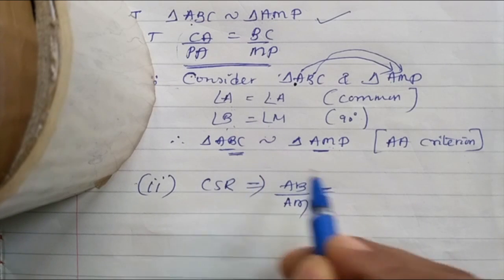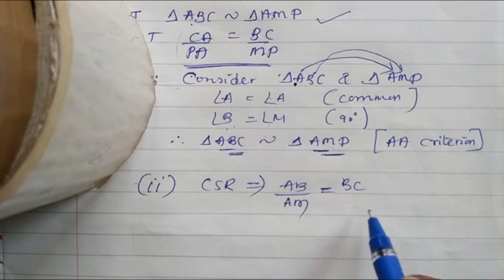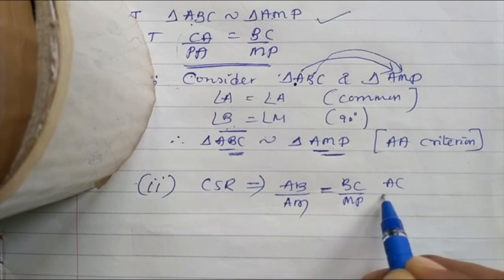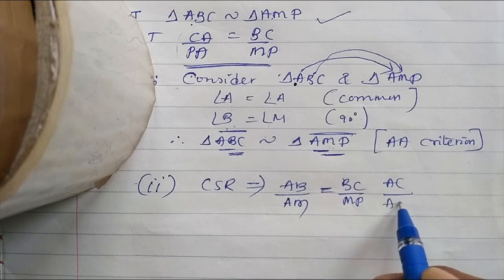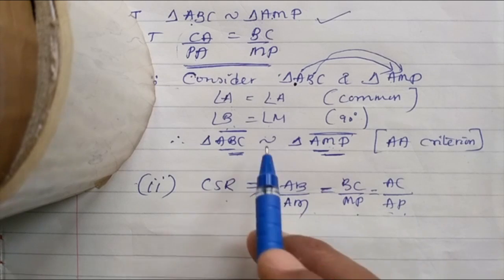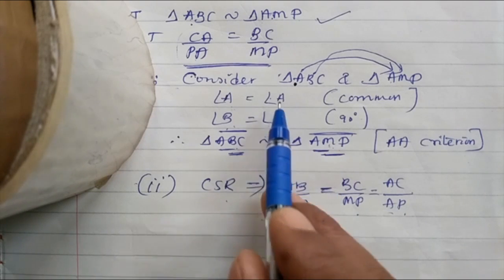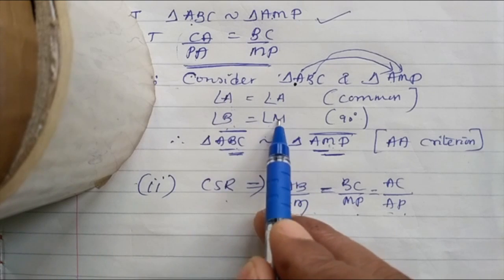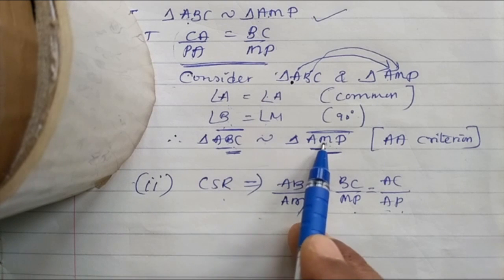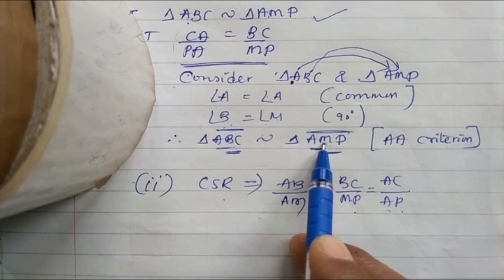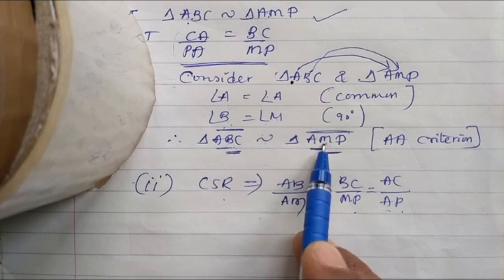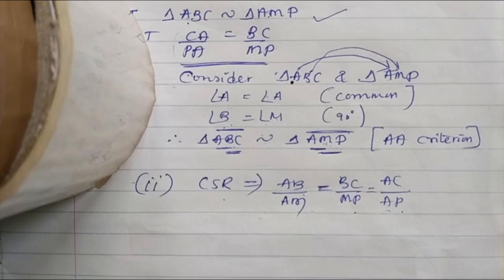Next, BC from the first triangle and MP from the second triangle. These two are also in ratio. AC from the first triangle and AP from the second triangle. So this is the third. How did we write these three? Because when two triangles are similar, their angles are equal, but their sides are not equal. In CPCT, we were writing AB equal to AM because of congruence. But in similarity of triangles, we should not write AB equal to AM, we write AB by AM.